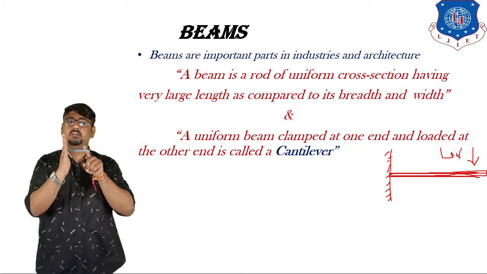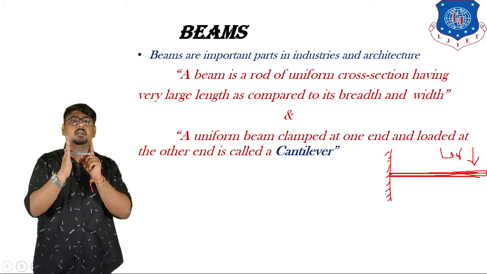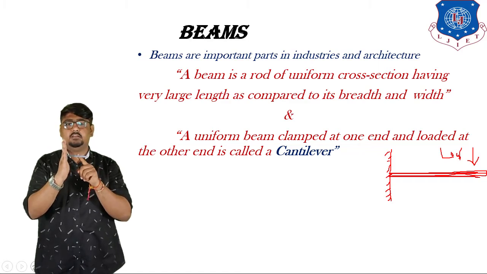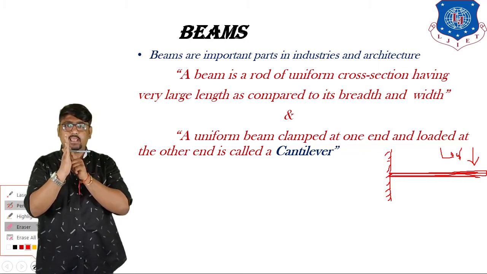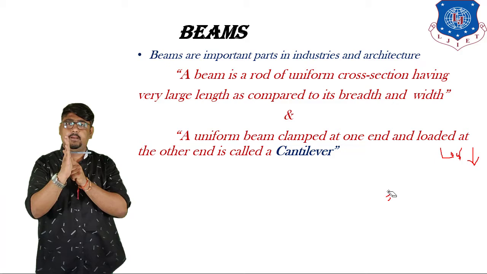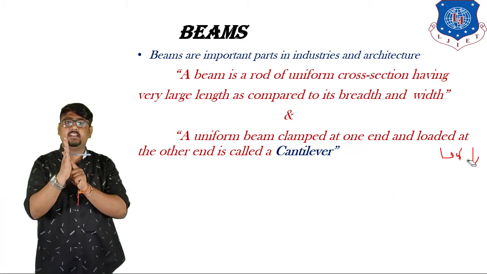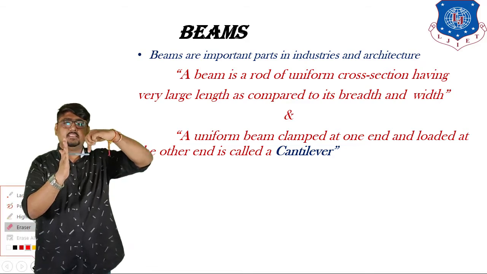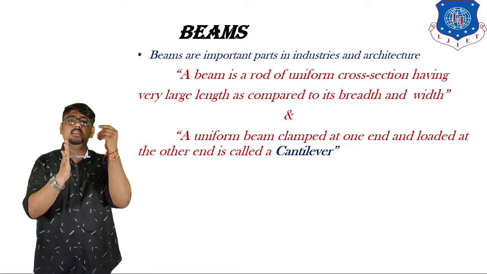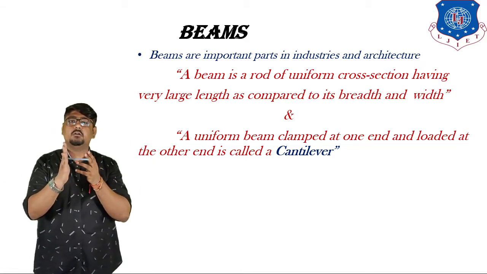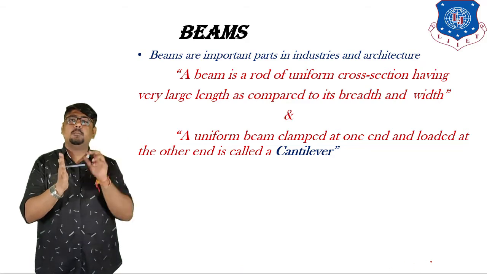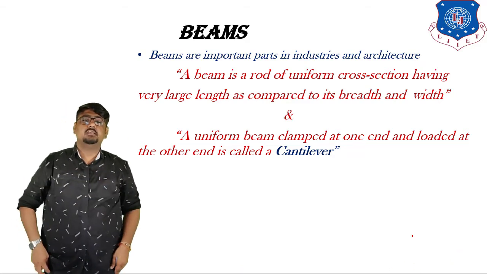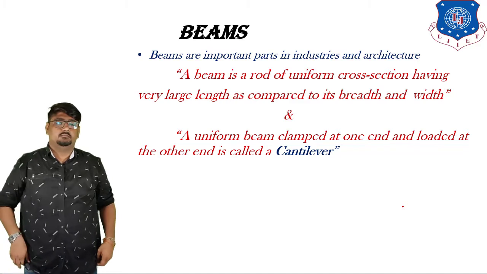A uniform beam must be of uniform cross section. The cross section must not vary. It must be clamped at one end, rigidly clamped. Remember the word. And the other end must be loaded. The load can be of any type, a uniformly distributed load or a point load. Such a beam is known as a cantilever.